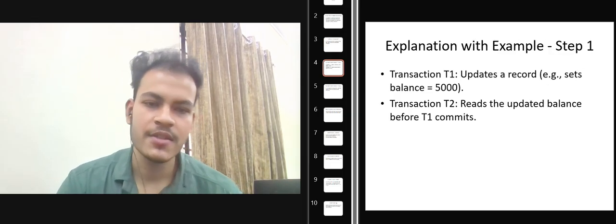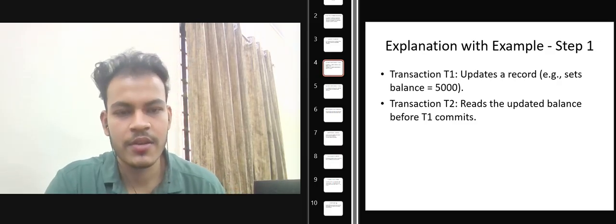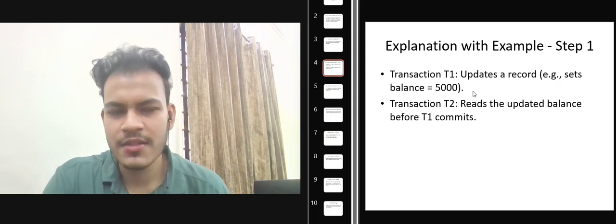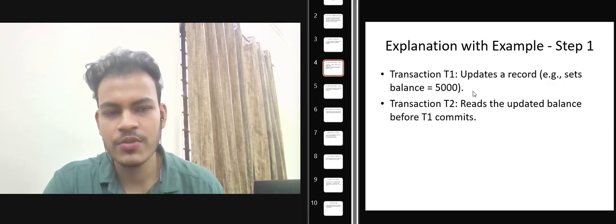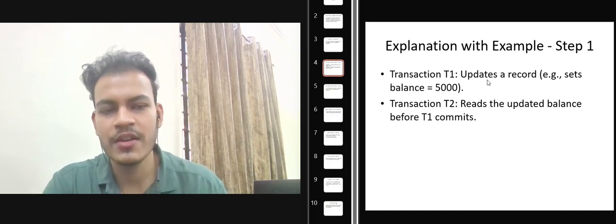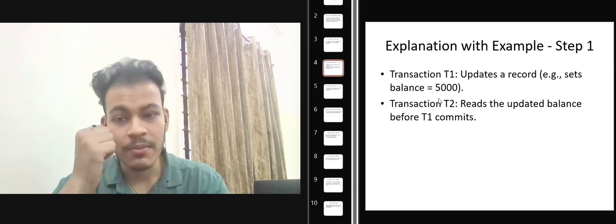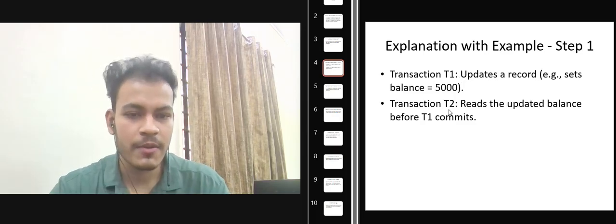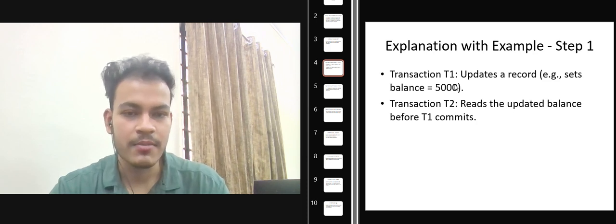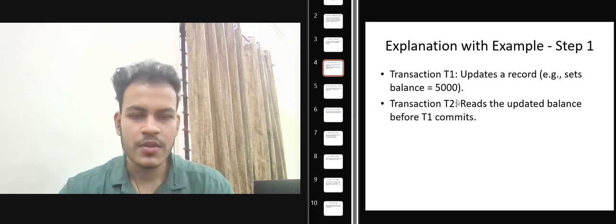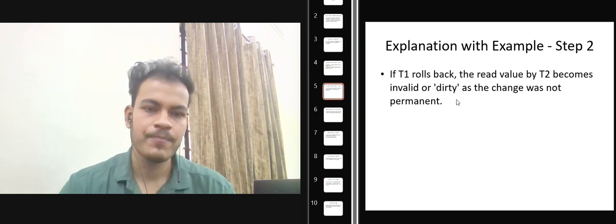For example, here we can see that transaction T1 updates a record. Let's say an account, and here it shows the balance is 500, and we are doing transaction T2, reading the updated balance of 5,000. But some error occurs and T1 rolls back, which means that this 5,000 amount is incorrect, but we have read the 5,000 amount and T1 hasn't committed yet, meaning we are not sure about this transaction. So this is an example of dirty read.